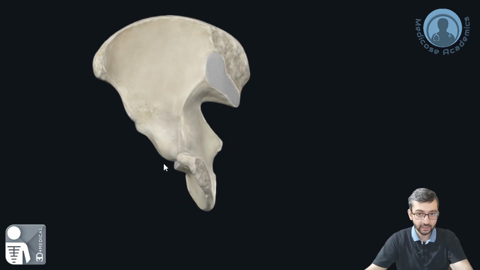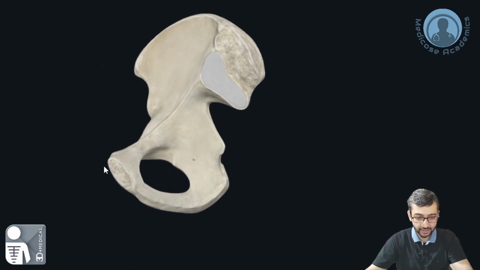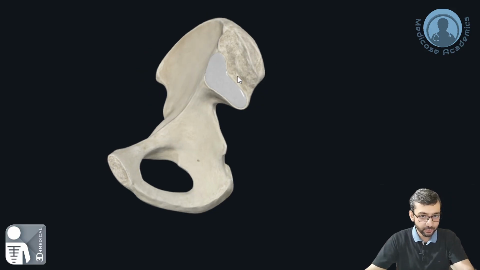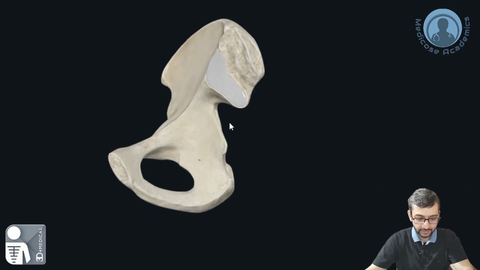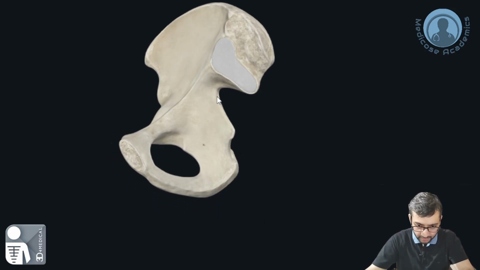acetabulum. If we look at the posterior border, you get a similar arrangement. You get the posterior superior iliac spine right here, and it goes back with little notches here. Then you get the posterior inferior iliac spine, and then this big notch is here.